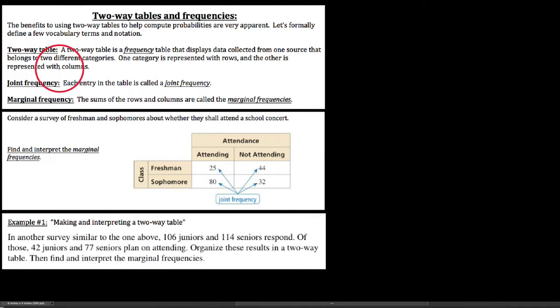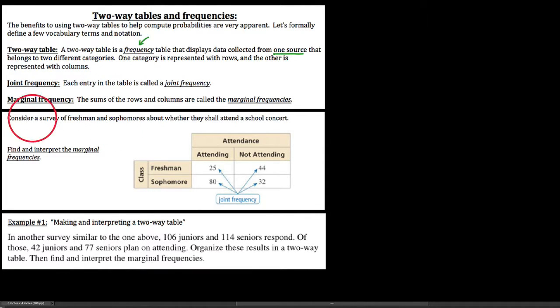What I want to do in this video is formally define some vocabulary and then talk about some of the common procedures that we use when we construct these two-way tables. So let's start with what a two-way table is. We say that a two-way table is a frequency table, and by frequency it really is stating how often each event occurs, how frequent it is. So it's a frequency table that displays data collected from one source but that belongs to two different categories. One category we'll represent with rows, the other one we'll always represent with columns.